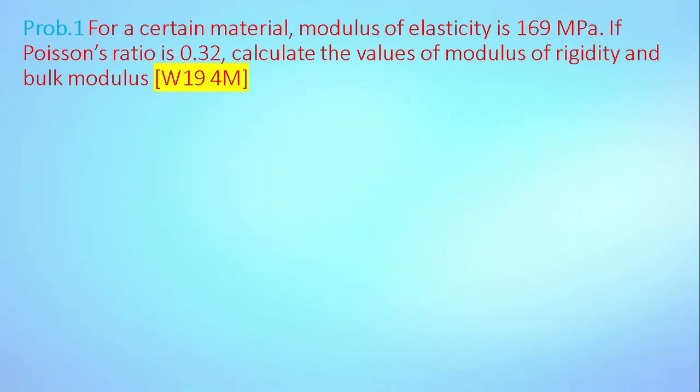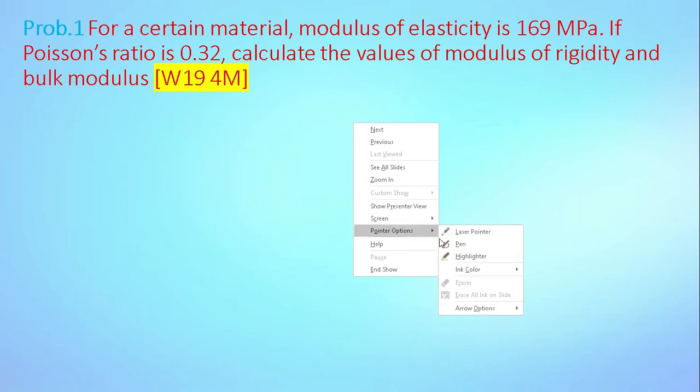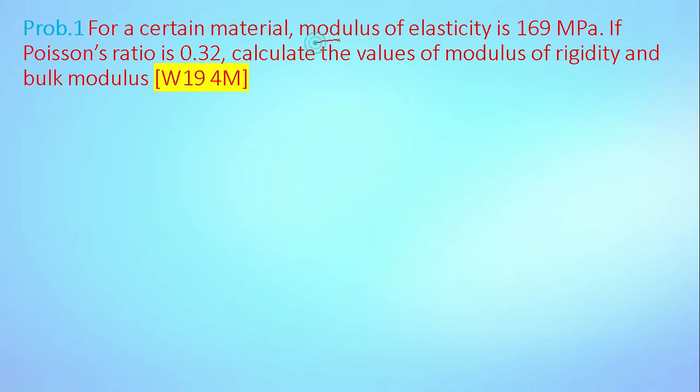Now we will solve the first problem. For a certain material, modulus of elasticity is 169 megapascal. If Poisson's ratio is 0.32, calculate the values of modulus of rigidity and bulk modulus. This question is from the winter 19 paper. This was for 4 marks. So first of all, we will find out the given data.